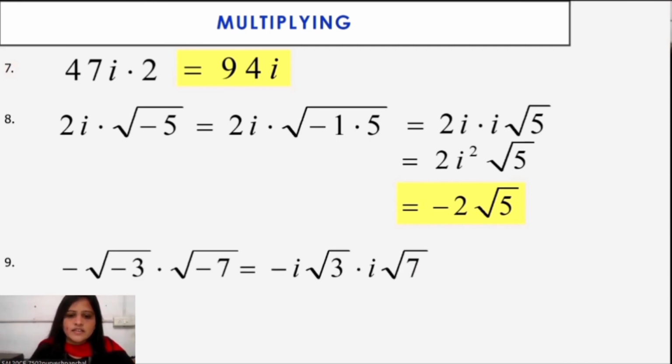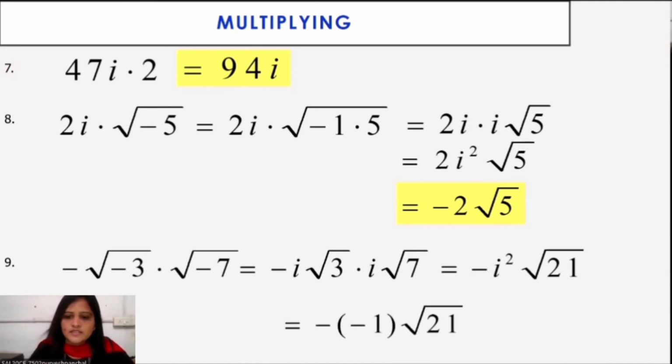Similarly, we can see here we have 2i, so we can write it as i square. i square is equal to minus 1. So we have the final answer square root 21.